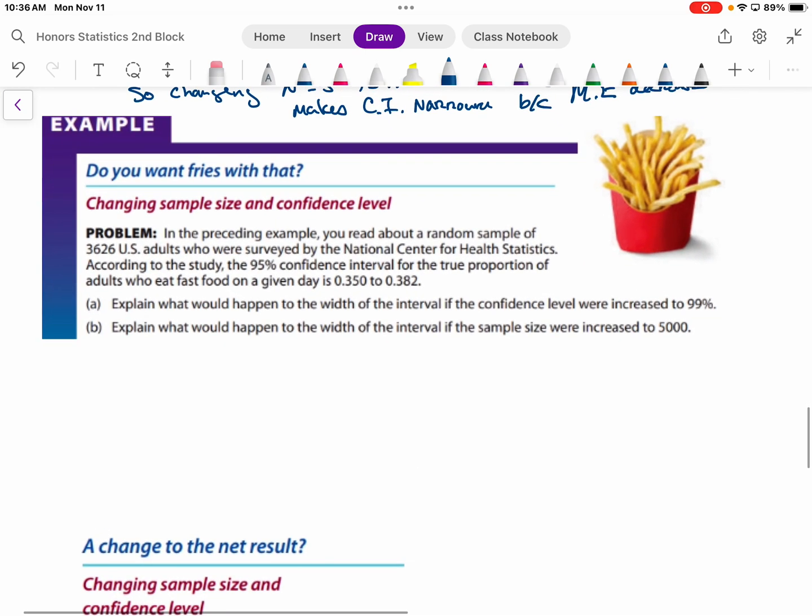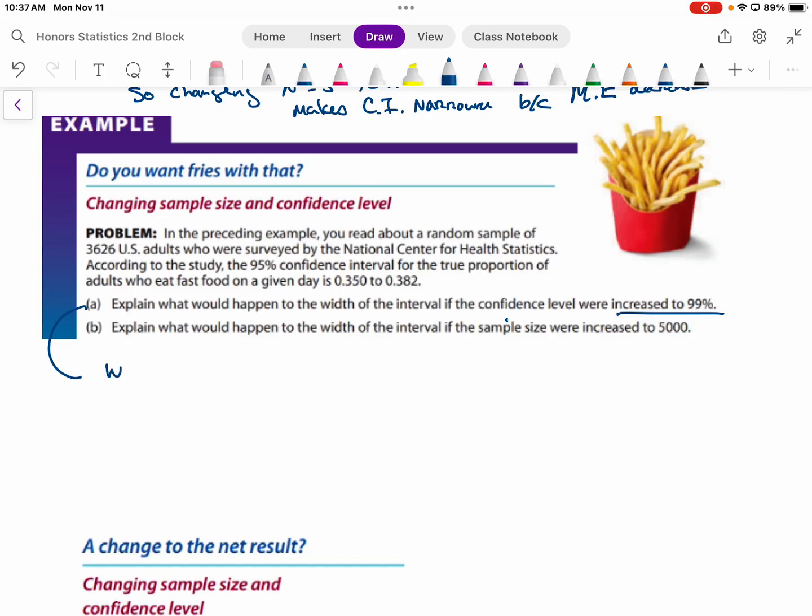All right, so they asked us in these two examples, this example here with the fries, for us to explain what would happen to the width of the interval if the confidence level were increased to 99%. So let me get you to take a stab at it to see if you're okay with it. So in part A, what would happen to the width of the interval if the confidence level was increased to 99?